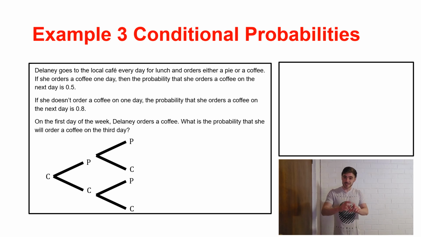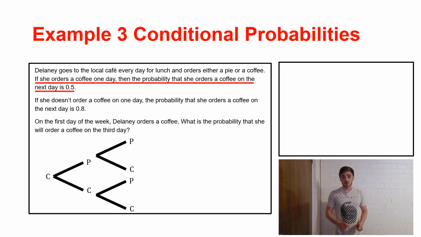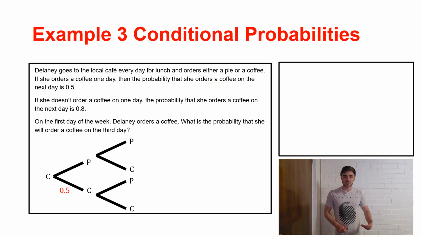Now we have to fill out the probabilities, and we do that by looking at what happened previously. In this case, we started with a coffee. Hence, to fill out the next day's probabilities, we have to look at this statement here. We're told that the probability of ordering a coffee on the next day is going to be 0.5 if she ordered a coffee on the previous day, which is what happened. From there, we can assume that the other possibility must also be 0.5, since it's the only other possible outcome, and all outcomes in a given experiment need to add up to 1.